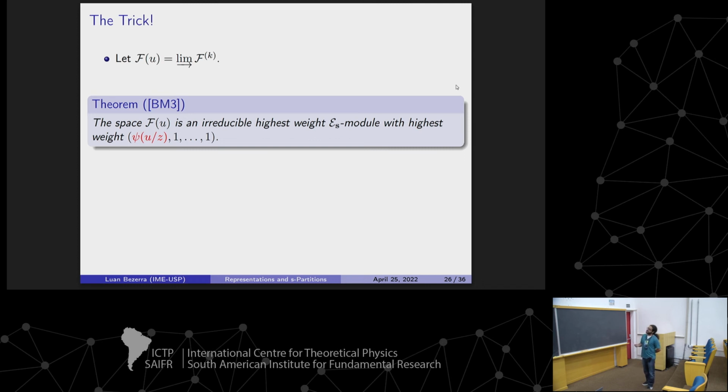And then what happens is that this module is the highest weight module with weight psi 1, psi u over z at the entry 0. And so if you look at the action of the vertical gl(m|n), this has weight lambda 0.